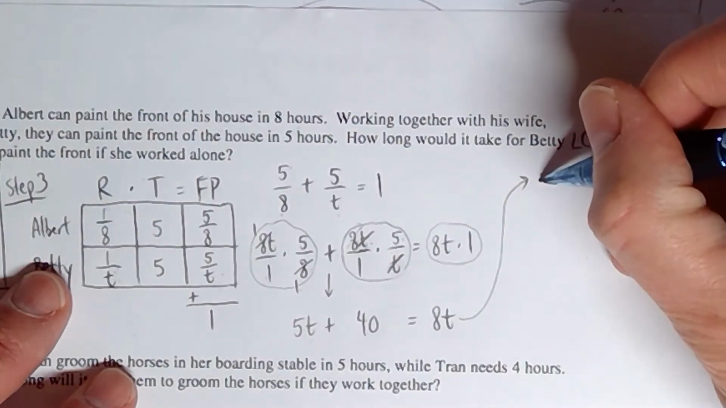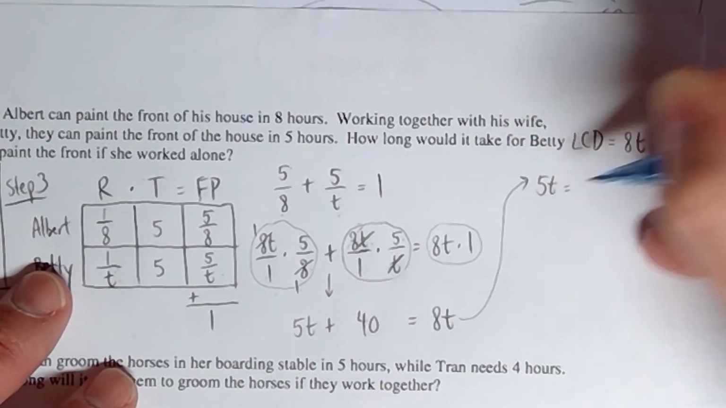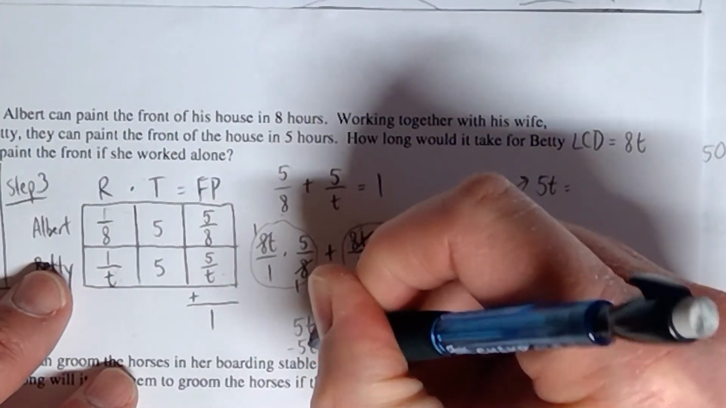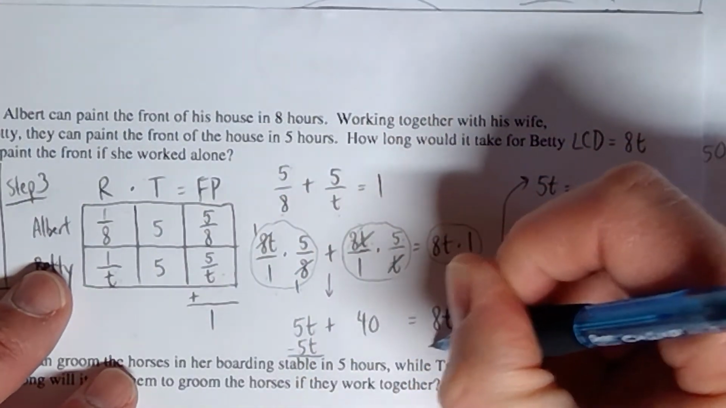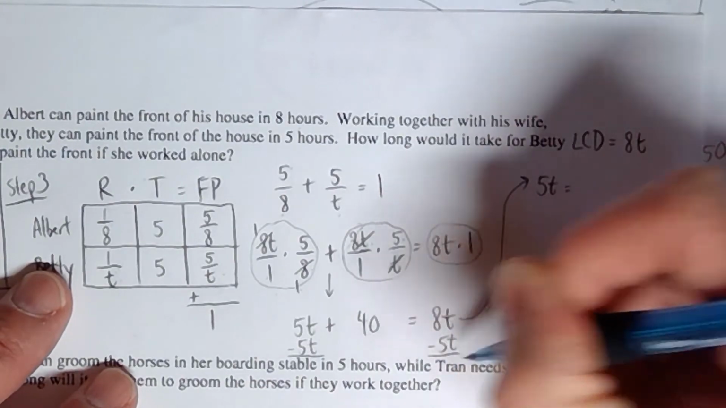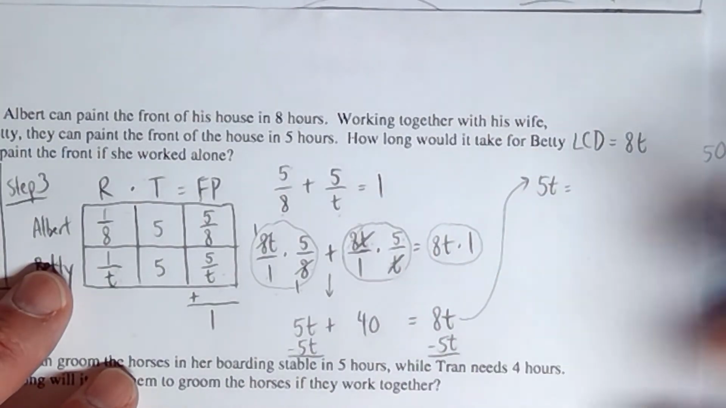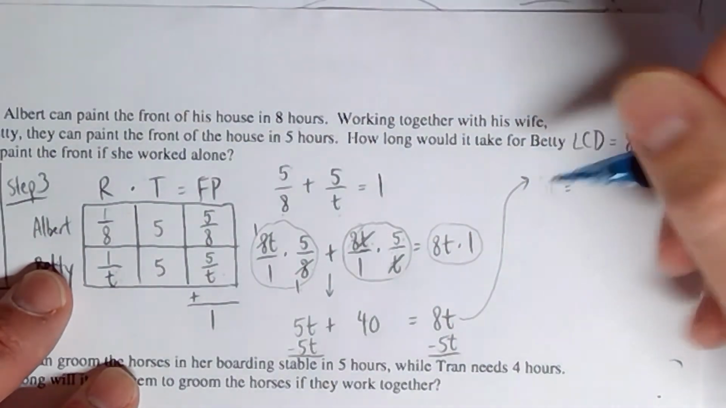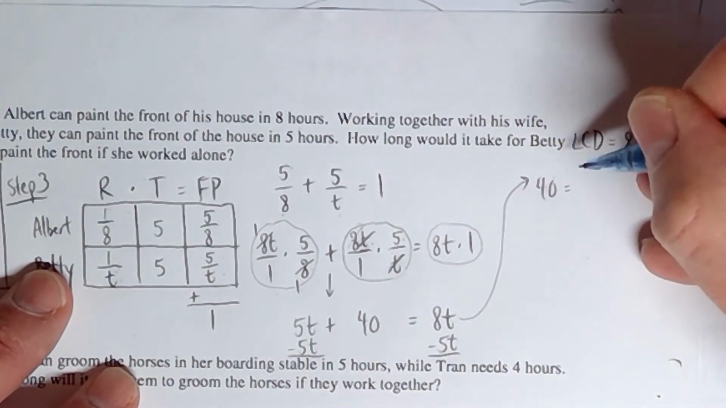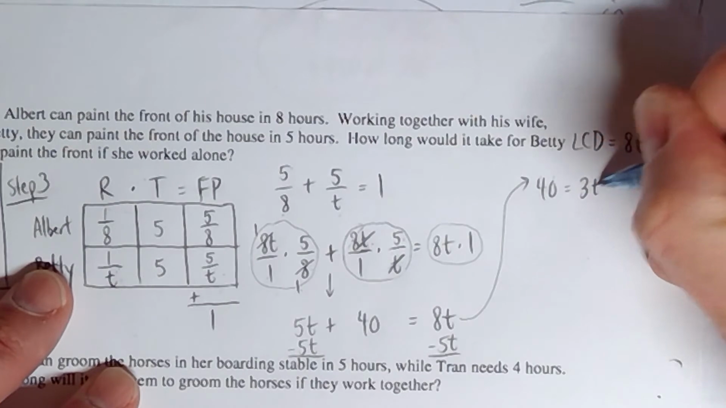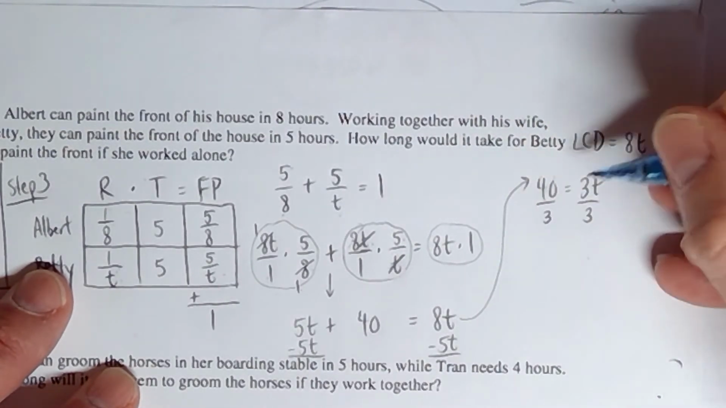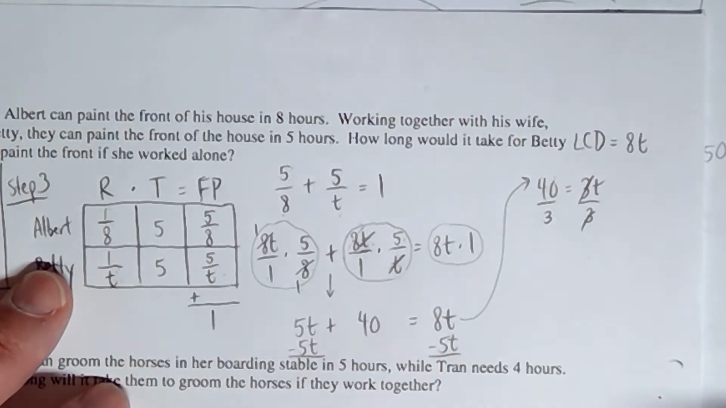So then I do what? I need to move the... Actually, I'm writing something I don't need to write again there. Okay, I already have it written down. I need to move over the 5t with the 8t. And so that gets the 40 by itself, but it also moves the variable terms over to the other side. And then I divide out to get the t by itself. So t is equal to 40 thirds.